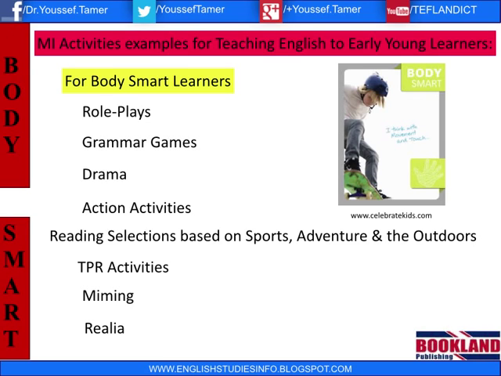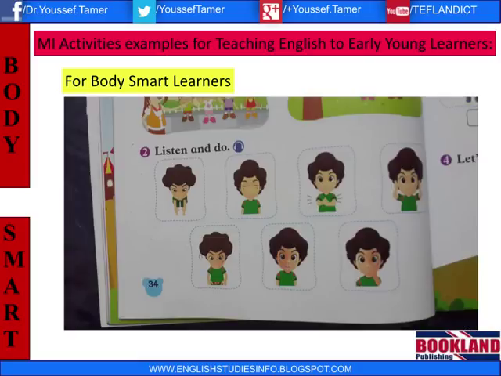Body smart learners. They like role plays, grammar games, drama, action activities, reading selections based on sports, reading texts, small texts of course, that talk about sport, adventure, and the outdoors. TPR activities, total physical response activities, miming, somebody talked about miming earlier. Now, examples, so you see here, listen and do. Okay, kinesthetic, bodily kinesthetic. So you have to listen, and it's also a total physical response activity.